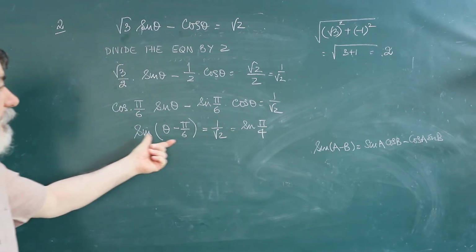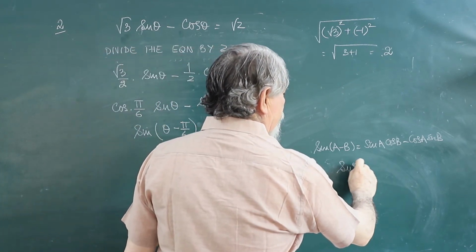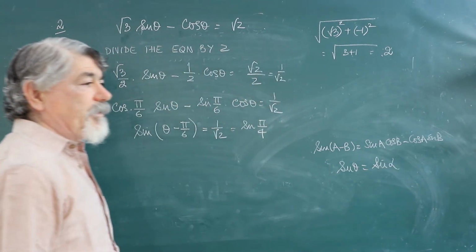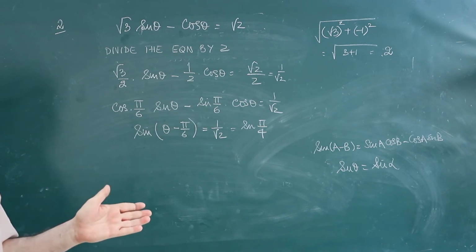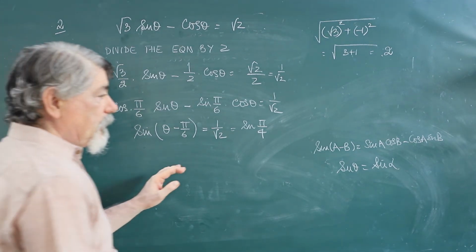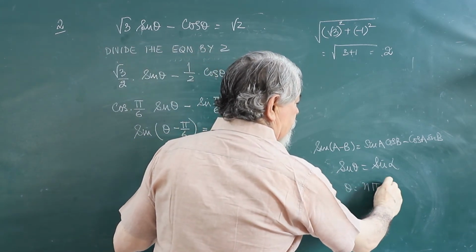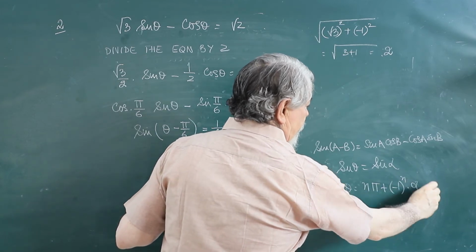Now sin theta is equal to sin alpha. And we had explained to you the solution for this kind of trigonometric equation: theta is equal to n pi plus minus 1 to the power n alpha.